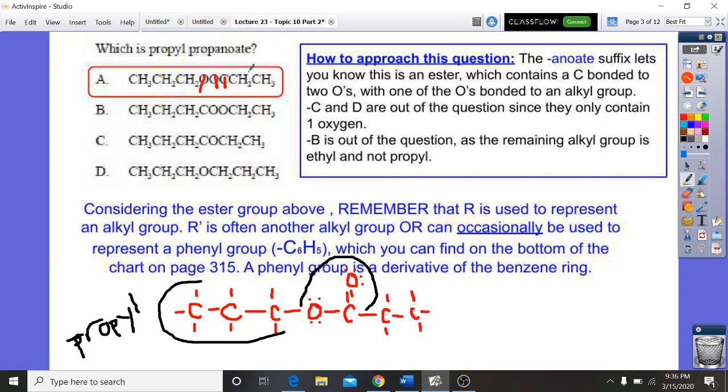Propyl propanoate is here. Notice that you didn't even need to do all the work I did. You could have done what we did before by remembering which groups require how many O's and how to count the C's, and then just go from there, taking out your least likely options.